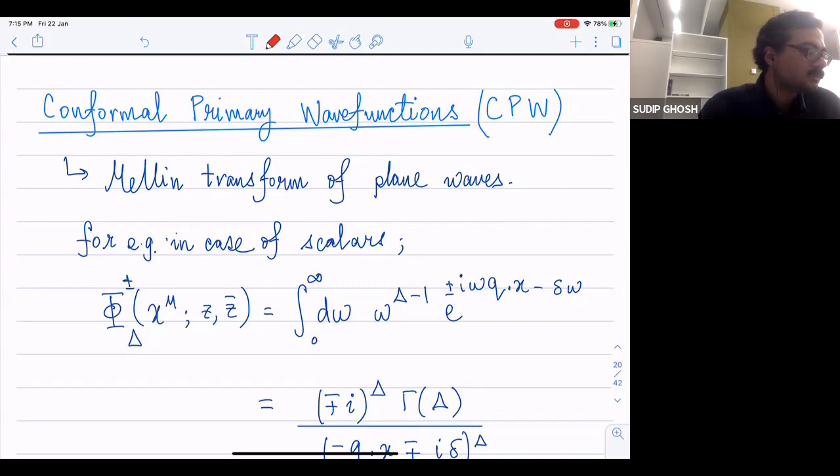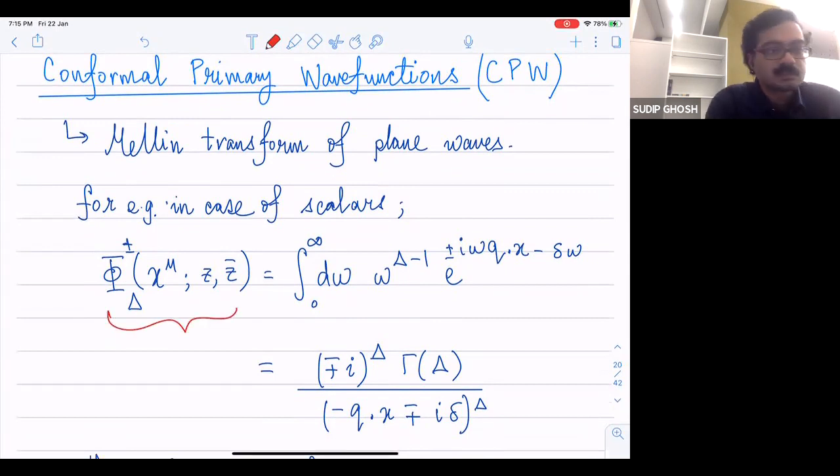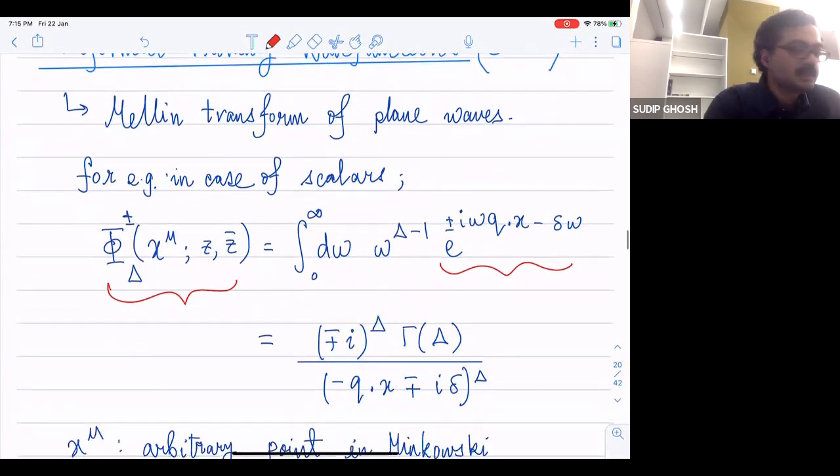For example, if you have some scalar particle, then you can define these so-called conformal primary wave functions as the Mellin transform of your standard plane waves. This Mellin integral can be explicitly done, and it takes some form like this, where you notice that there is a divergence here.